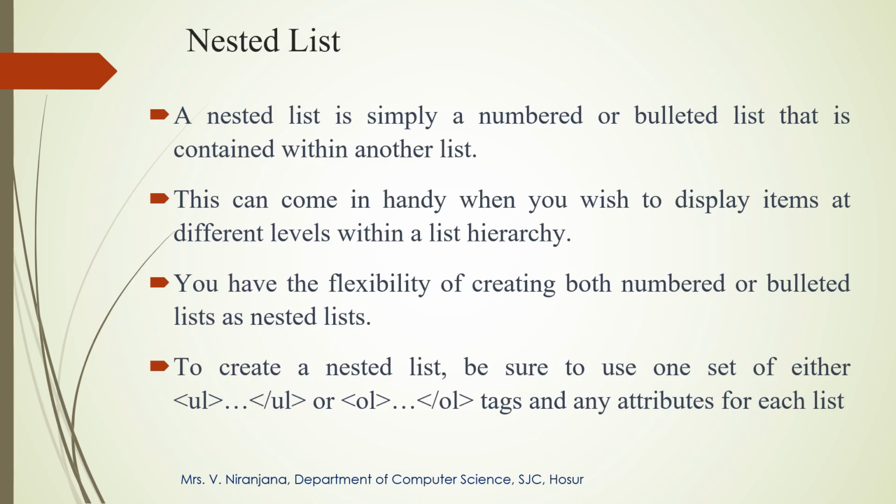Next we will be seeing about nested lists. A nested list is simply a numbered or a bulleted list that is contained within another list. That is one list within another list. So you can use an ordered list or an unordered list or both, or any attributes. You are going to combine one list within another list. It can be both ordered lists, or it can be one unordered and another unordered list.